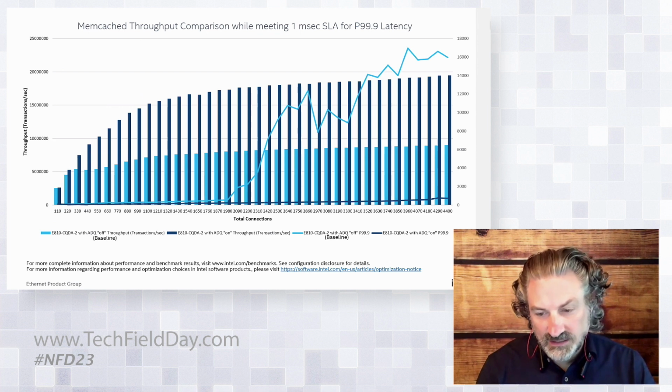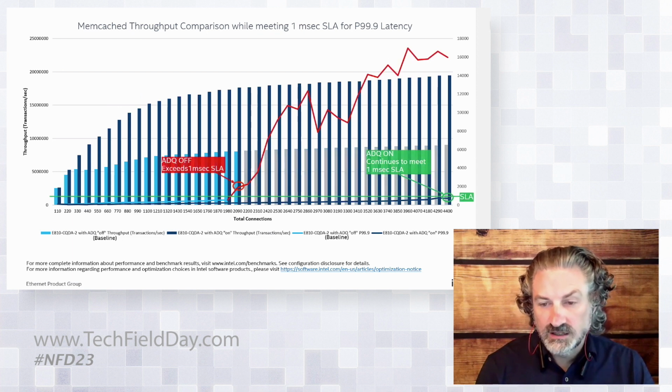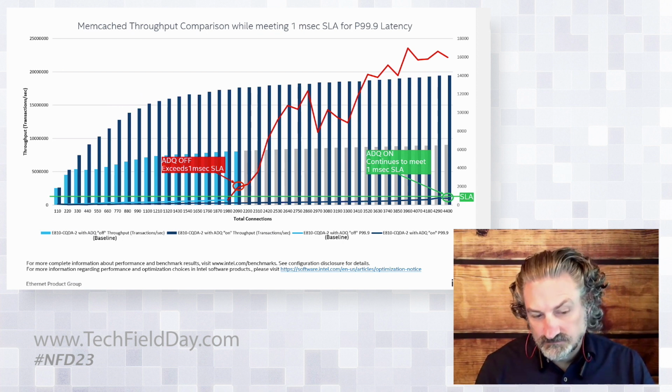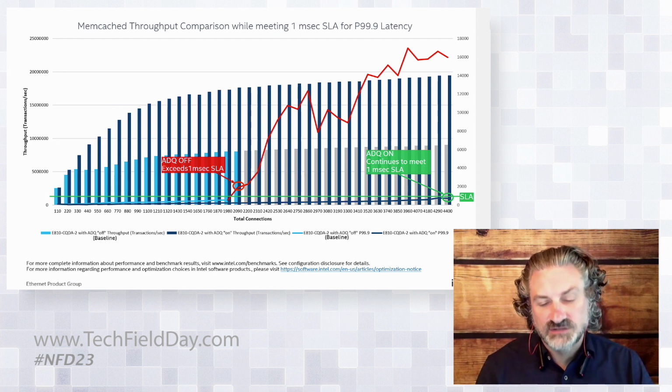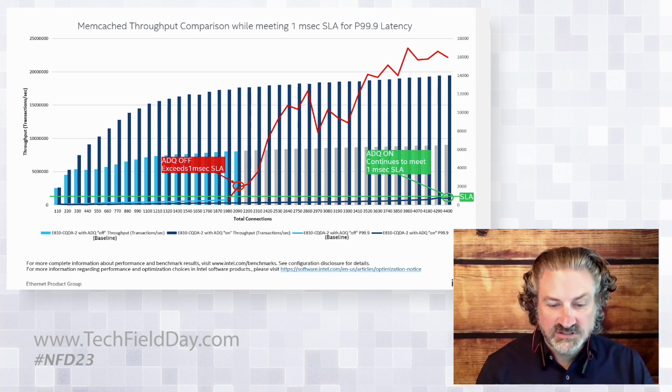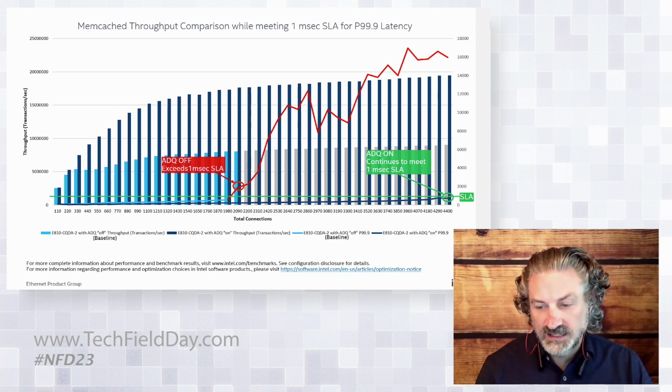latency, and you see that ADQ stays nice and flat throughout the number of total connections, while at a point the baseline, that light blue line, starts to increase dramatically and become pretty erratic as you increase the number of connections. So with an SLA at 1 microsecond, you'll see that the baseline test stops at roughly 2,000 connections, where ADQ is still within the SLA of under a microsecond, all the way up into the 4,400 connection line.